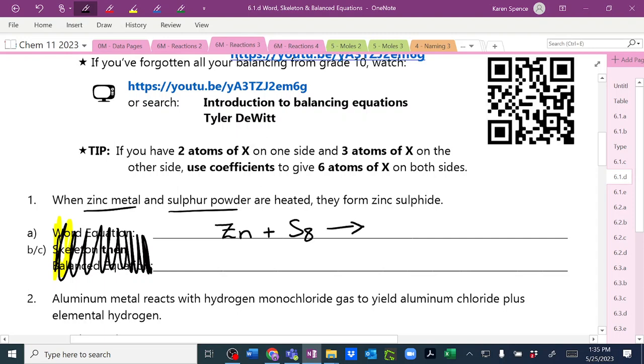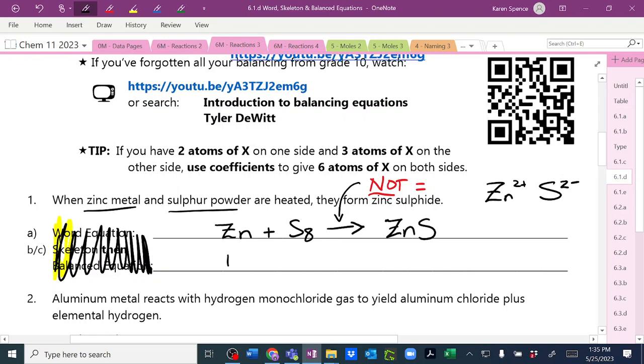And they form, remember this is an arrow, not an equal sign. They form zinc sulfide. ZnS8, right? Am I correct? No, because what is the charge of zinc? In a compound, it's 2+, sulfide is 2-, so I should actually have ZnS. Okay?